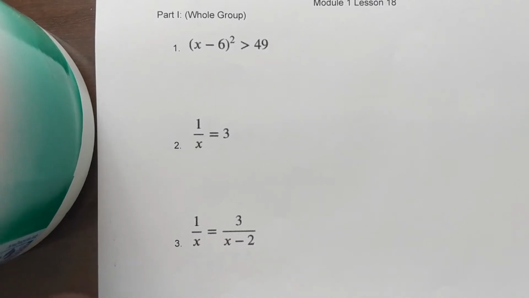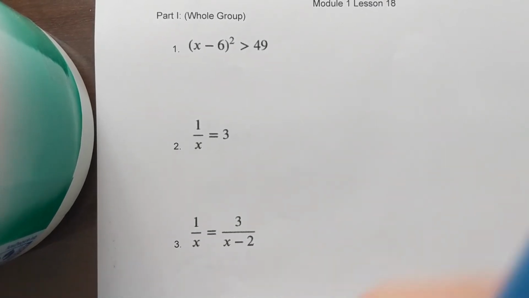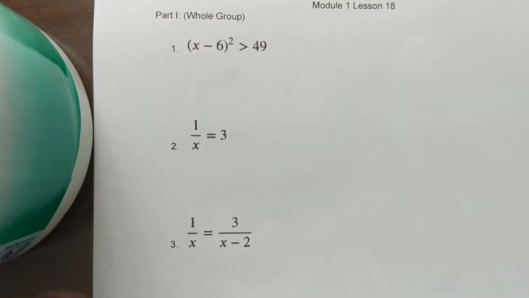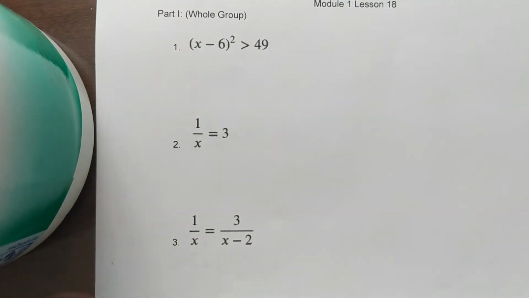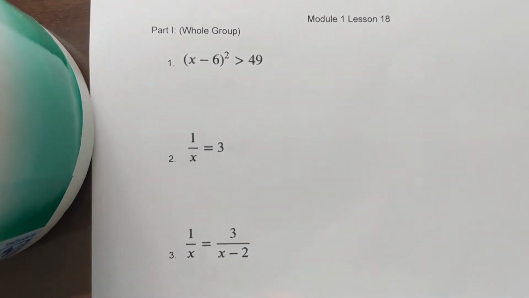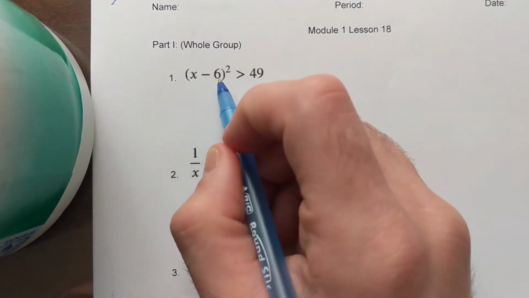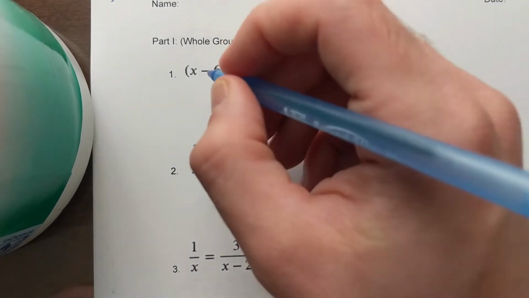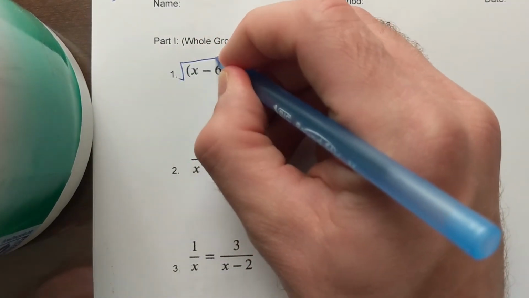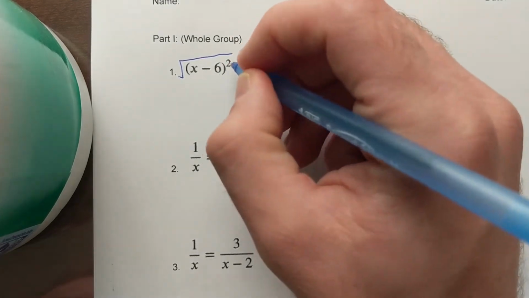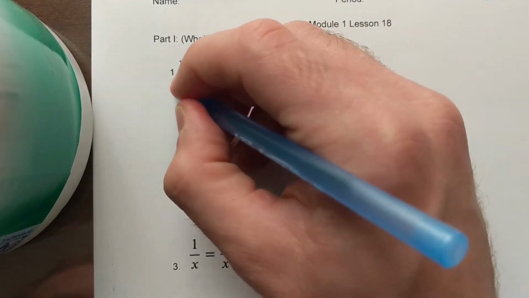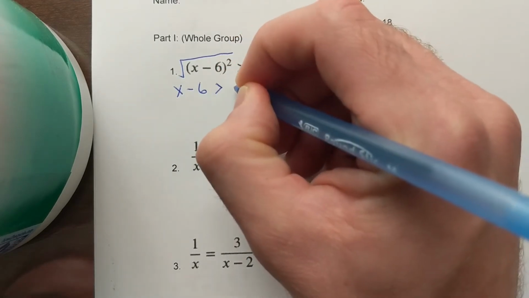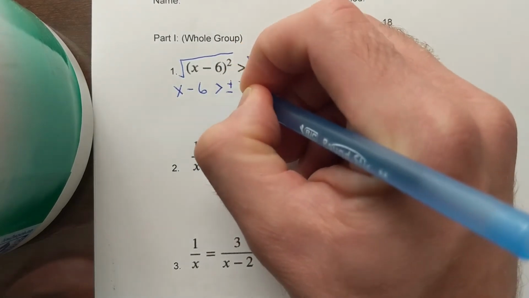All right. So if we look at the first part, this is just like what we were doing yesterday. We have something squared and then an inequality to 49. So (x − 6)² is greater than 49. So again, just like we did yesterday, to get rid of the square, we have to take the square root. That will mean that x − 6 is greater than positive or negative 7.